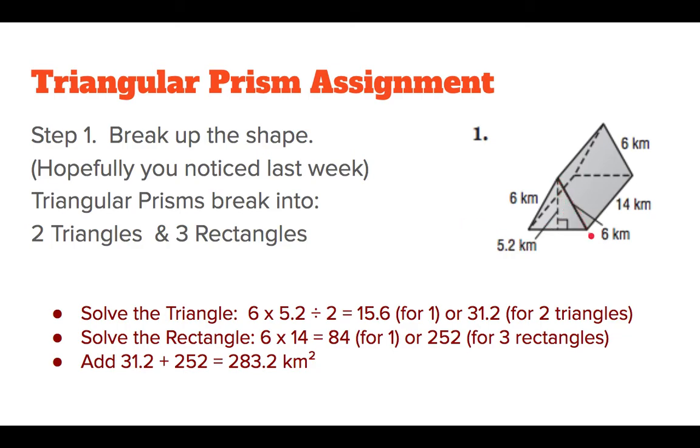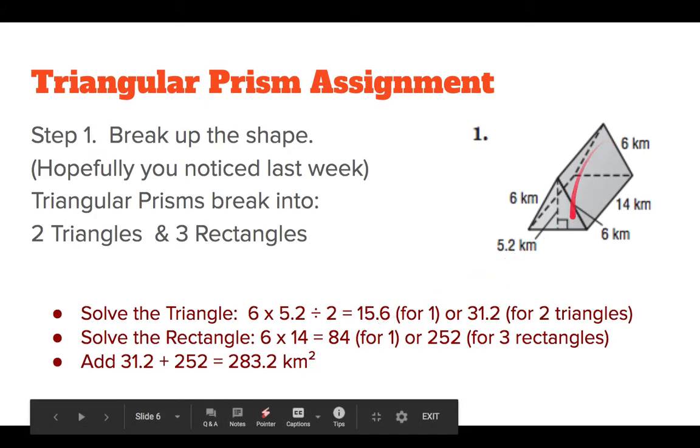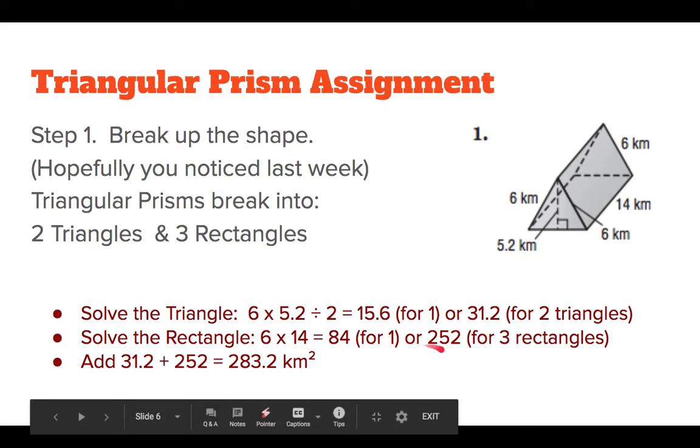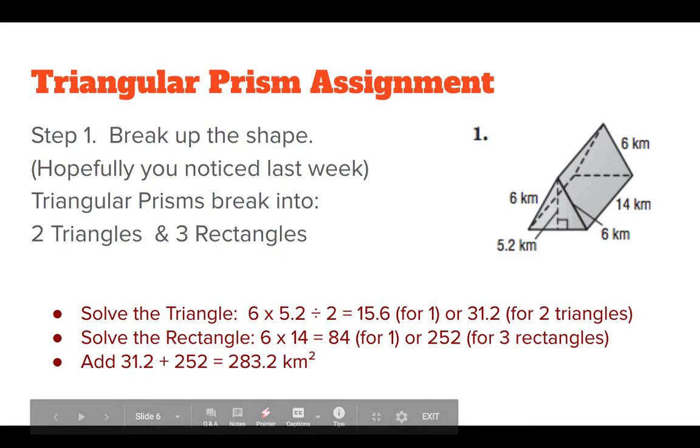On problem number one, we're lucky in that all the rectangles are the same size. The width of this rectangle here is 6, and the length is 14. 6 times 14 is 84. That gives me one rectangle, and I just times that by 3 to get all 3 rectangles accounted for, and 84 times 3 is 252. I take my two numbers, 31.2 for the triangles, plus 252, gives me a final answer of 283.2 kilometers squared.